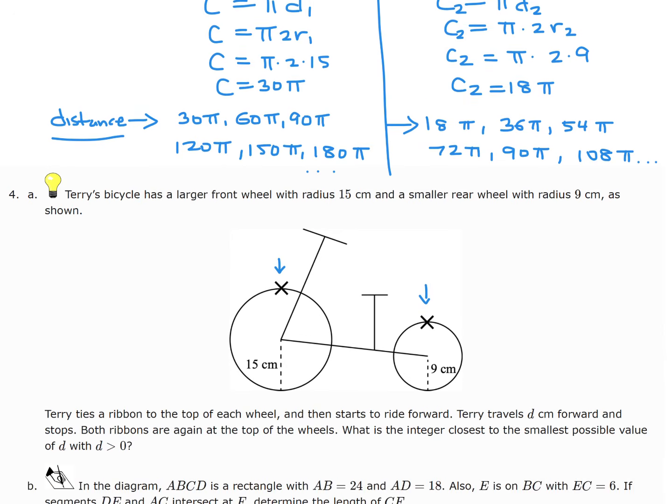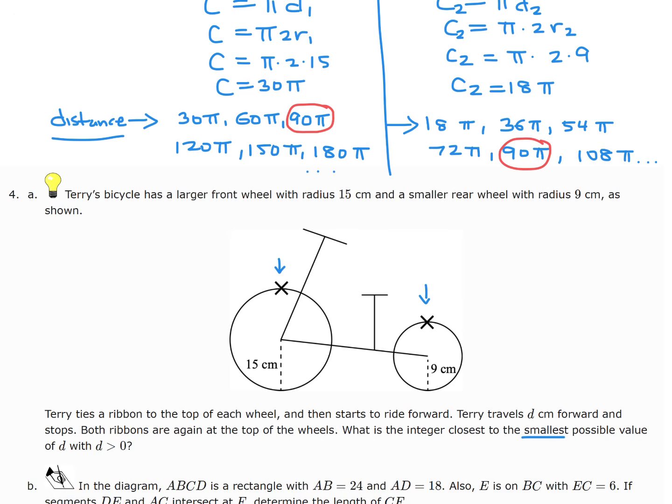What is the integer closest to that? Smallest possible value. So there's many. This will happen again and again, but they want the smallest. The first time it happens, I guess. And if you look at these numbers already, just the short list that I made, the first time it happens is 90. That is when the numbers are the same.